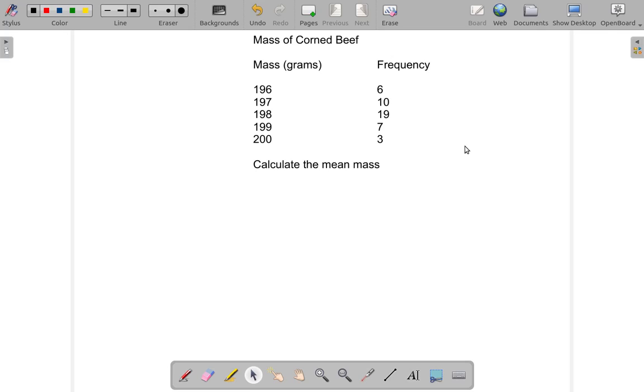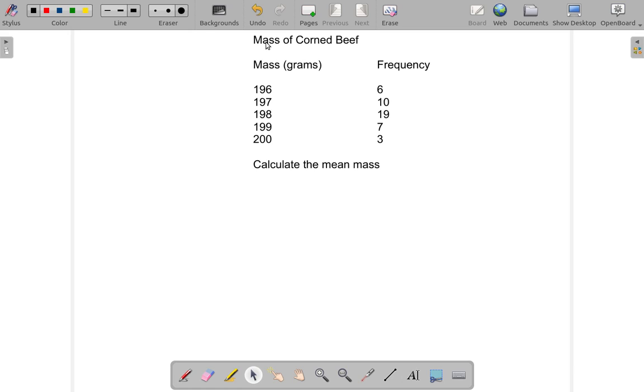Let us look at this example. It's a statistical table. It shows the mass of corned beef. Now, the small corned beef is generally 198 grams. But when they're manufacturing them, you might have some that are a little below, some a little above. So let's say you examine a number of these corned beef and you weigh them.